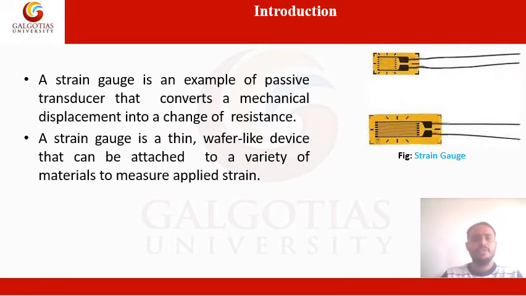So let us see what strain gauges basically are. Strain gauges are passive transducers which convert mechanical displacement into a change in resistance, which is further quantified for our applications. Strain gauge is one of the most popular types of transducers. It has a wide area of applications. It can be used for the measurement of force, torque, pressure, acceleration and many other parameters.